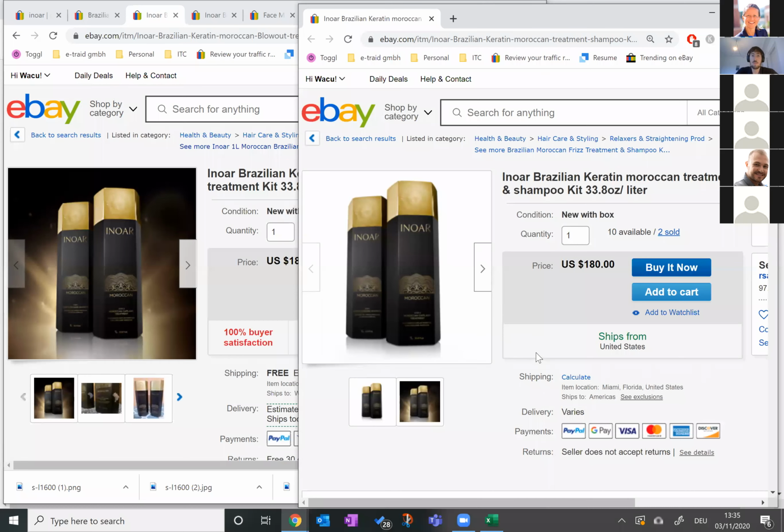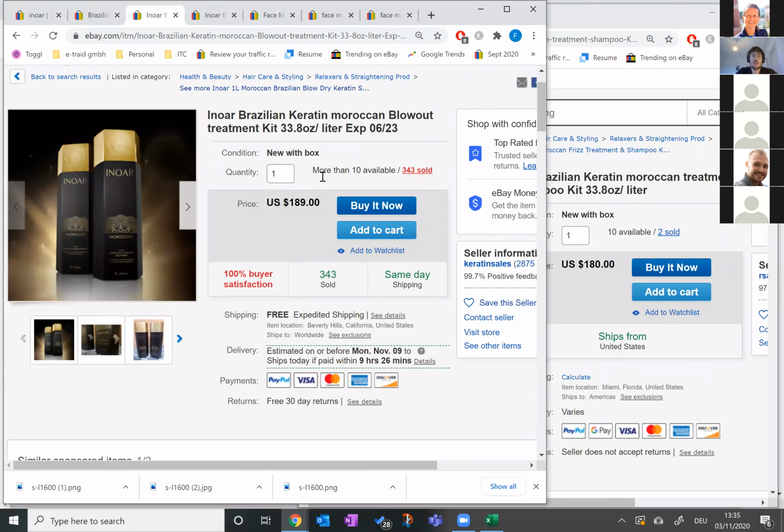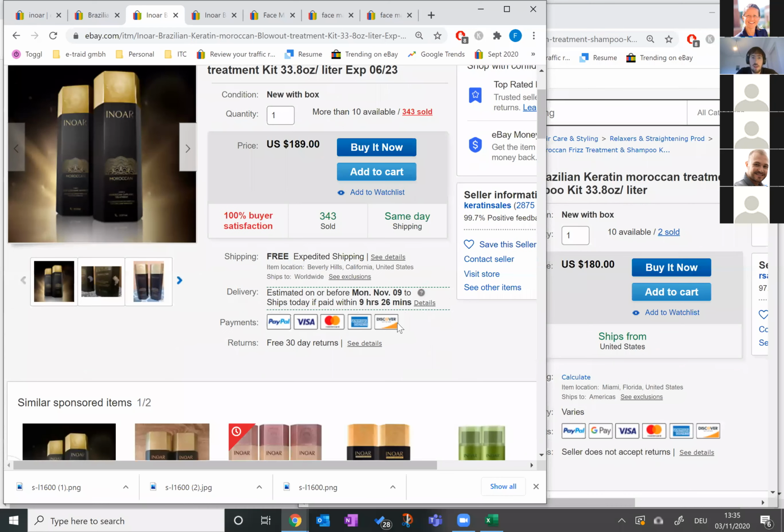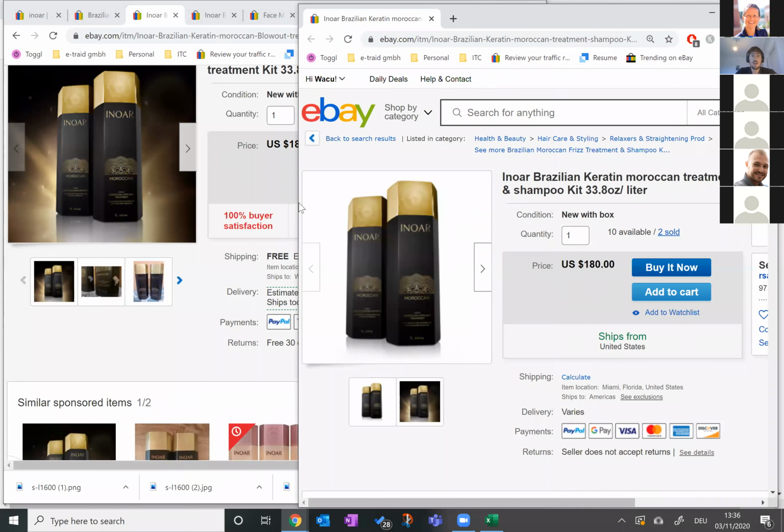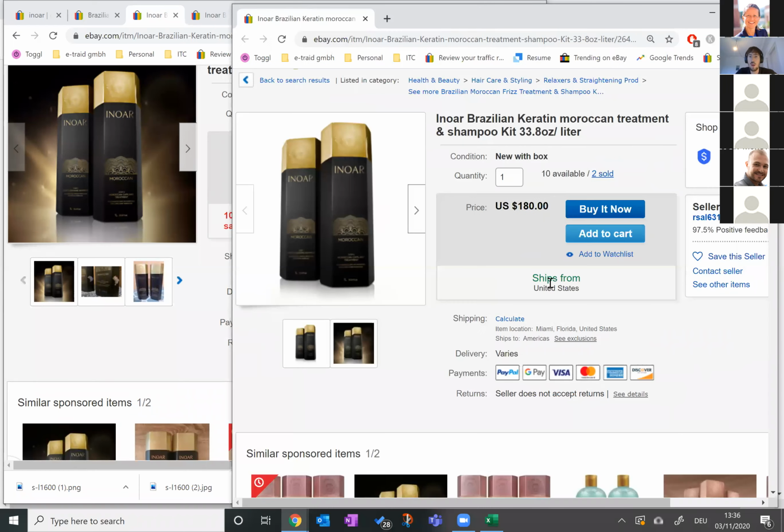Well, let's maybe look at the shipping. Shipping is the other really important factor to give you visibility. So this seller on the left offers free expedited shipping. So if you buy today, you can get it by November 9th, meaning 6-day delivery. Here, I don't even see the shipping time. I only know it ships from the US, but I don't really know when it's going to get there.